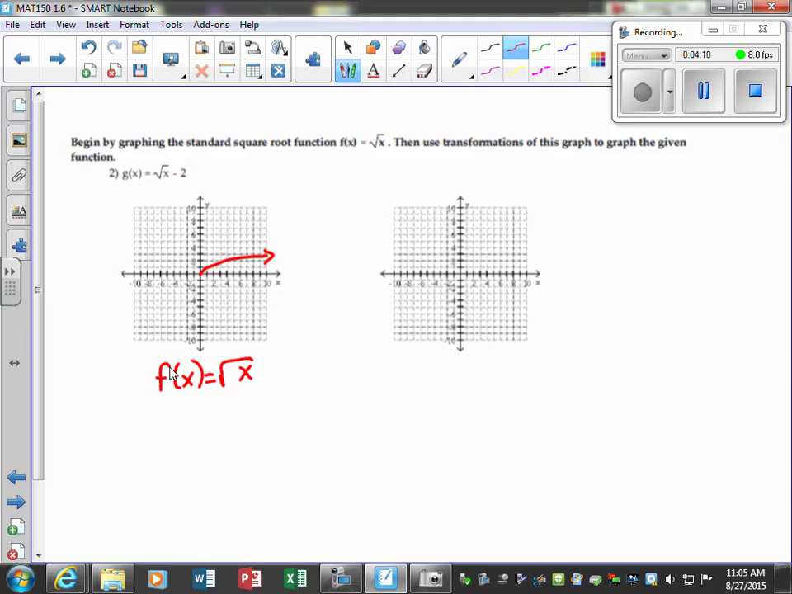And then that's our f of x. Then we have minus 2. So what do you think's going on? Let's say if this is 0, 0. What do we do with that? We go down 2, and we have that same thing. So this is our g of x, which is square root of x minus 2. So we shift it down 2.